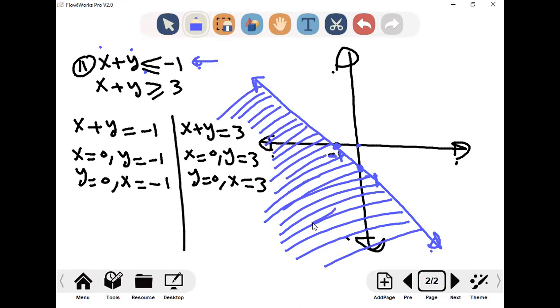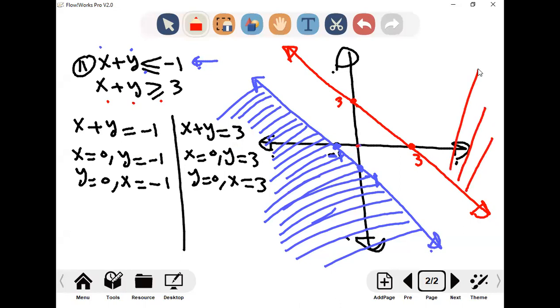Okay. I'll use the red for the second one. The second one, x is 3 and y is 3. This is x is 3. And y is what? 3. And I have equal sign, so my line will be a continuous line. But let's test the 0, 0. 0 plus 0 is 0. Is 0 more than 3? No. So the upper one will be the solution.